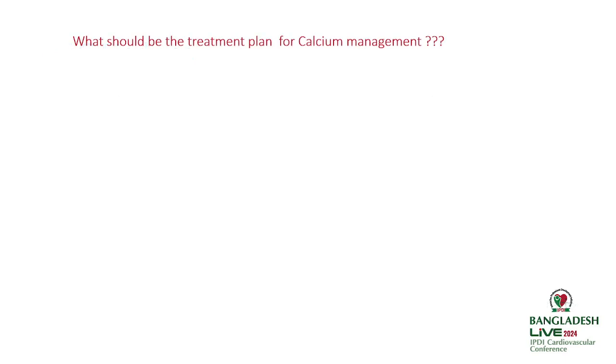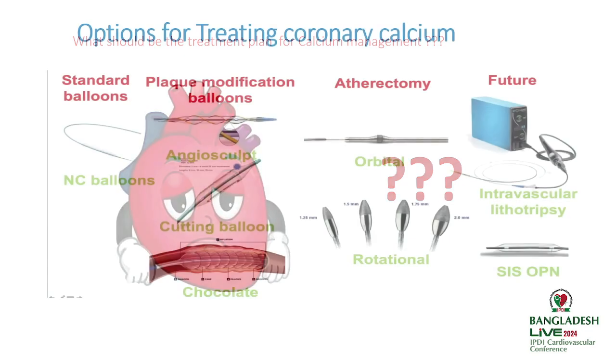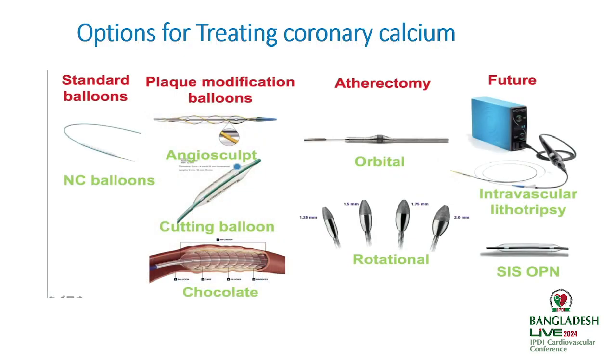So what should be the treatment plan for this calcium management? These are the options: NC balloons, cutting balloon, orbital or rotational atherectomy, etc. So for the further management plan, we go for IVUS.